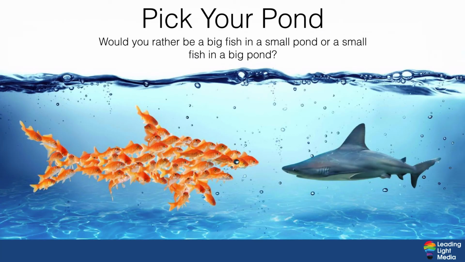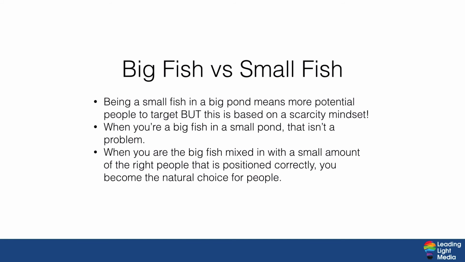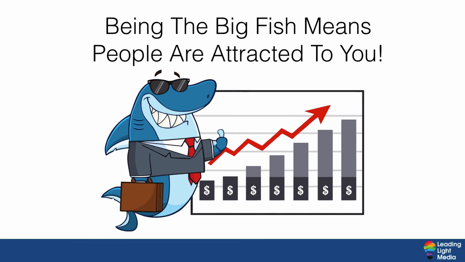But the key is really you need to pick your pond before you even go into the Facebook advertising manager. Because would you rather be a big fish in a small pond or a small fish in a big pond? Being a small fish in a big pond means more potential people to target, and that's great. But this is based on a scarcity mindset, okay? When you're a big fish in a small pond, that isn't a problem. When you are the big fish mixed in with a very small amount of the right people that is positioned correctly, you become the natural choice for people. Being the big fish means people are attracted to you, and that is very, very important.